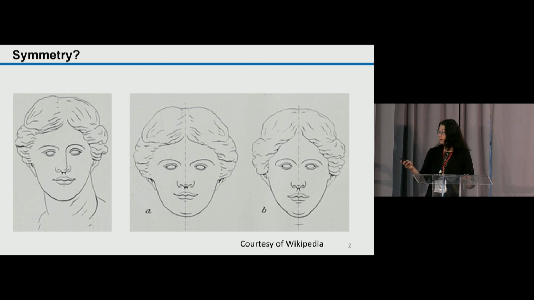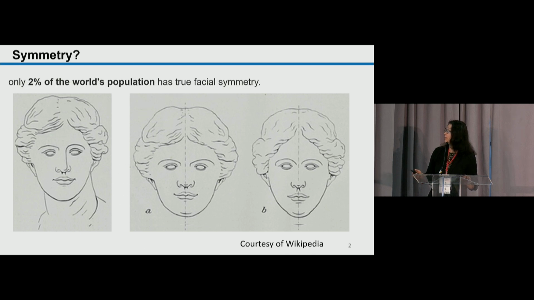Believe it or not, statistics show only 2% of the world population has true facial symmetry. I'm not exactly sure what the definition of true facial symmetry is, but anyway, there has to be something there. If you are a normal human being like me, so 98%, you probably have something asymmetric.